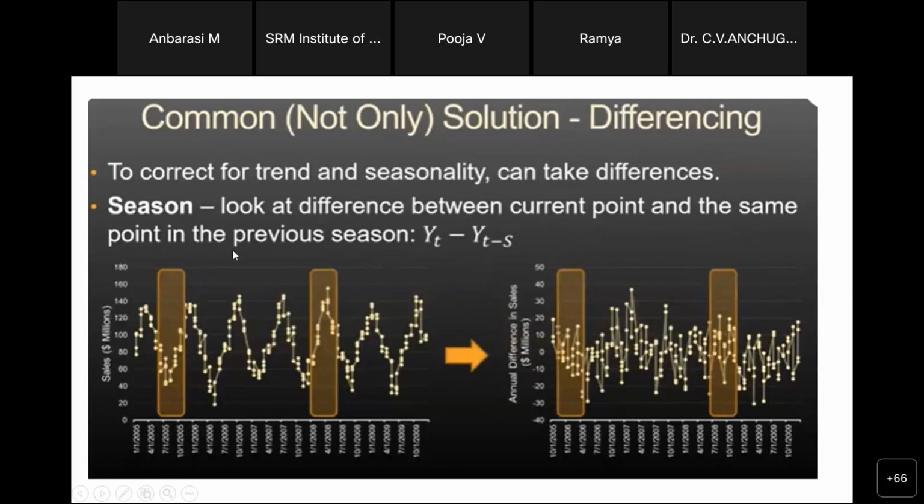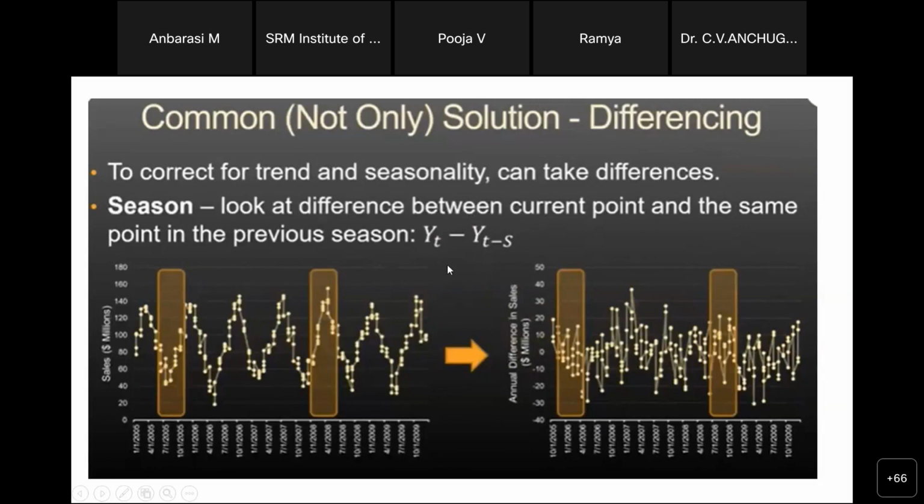Now what we are trying to do is find the difference. For seasonality, we are going to find the difference between the current position and the same point in the previous season.